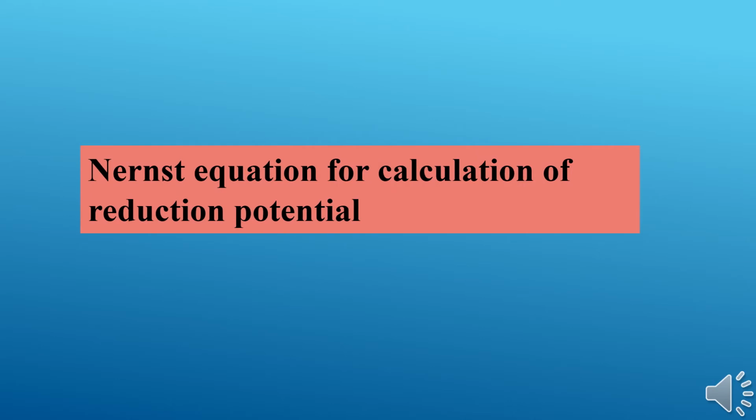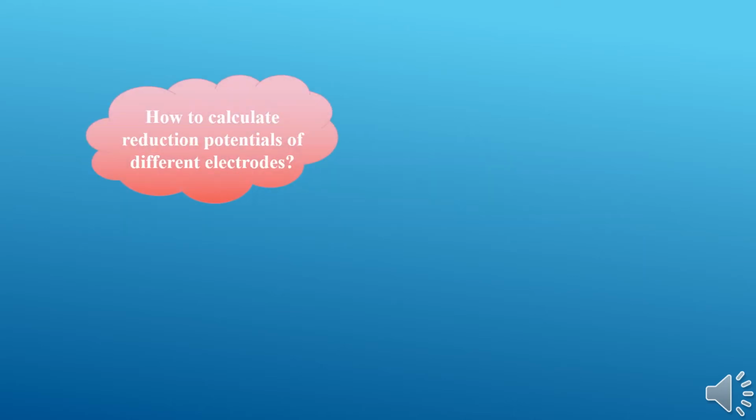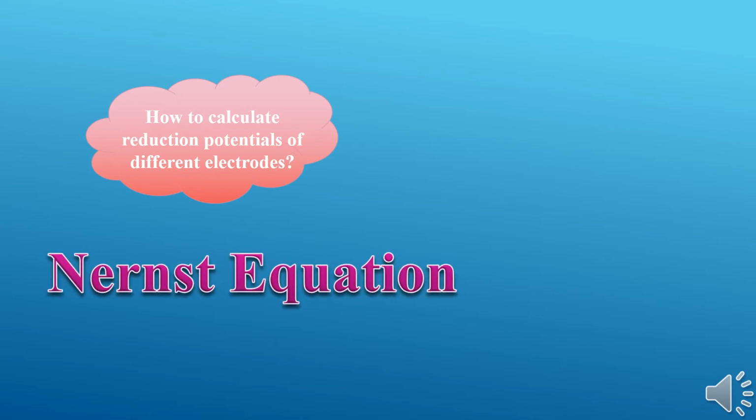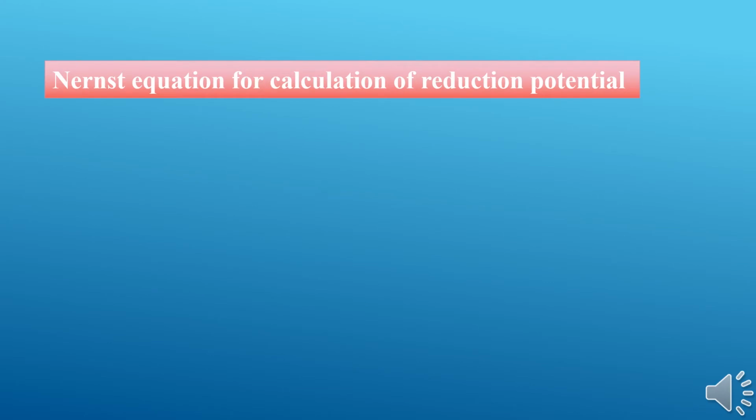Nernst equation for the calculation of reduction potential. One method to calculate the reduction potential is combining the given electrode with SHE. Another one is the Nernst equation. How to calculate the reduction potential of different electrodes? By using the Nernst equation.